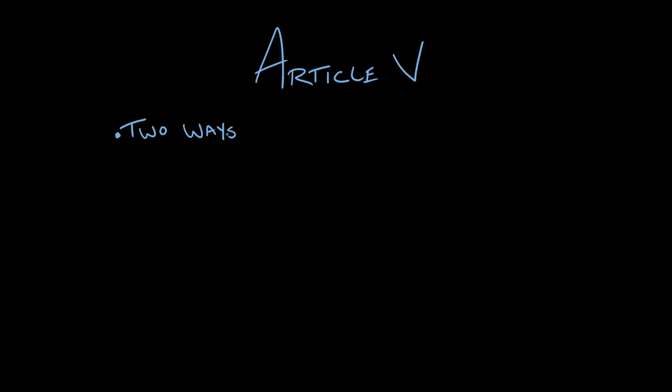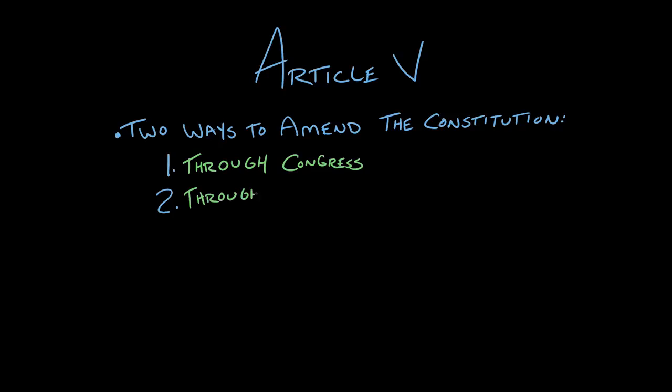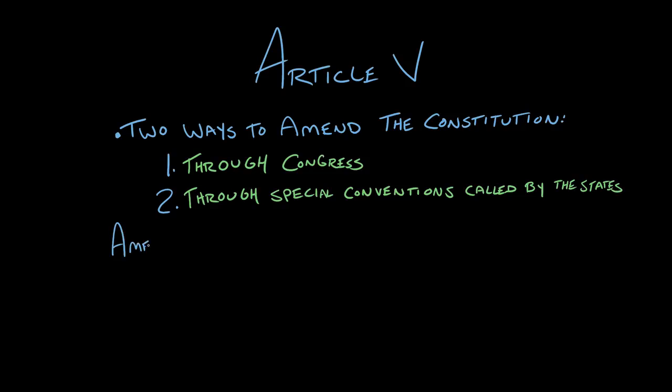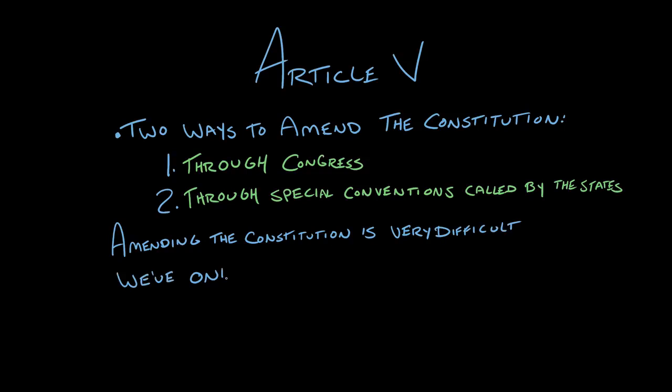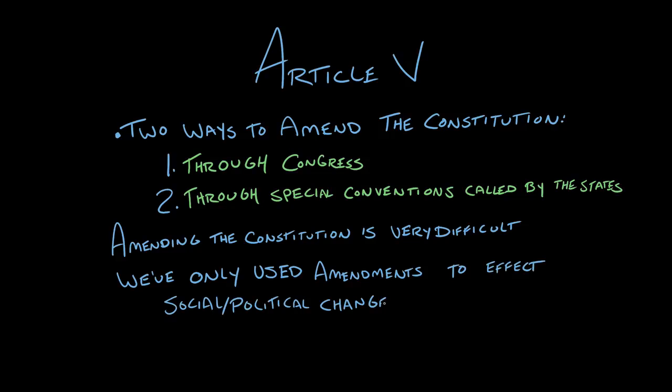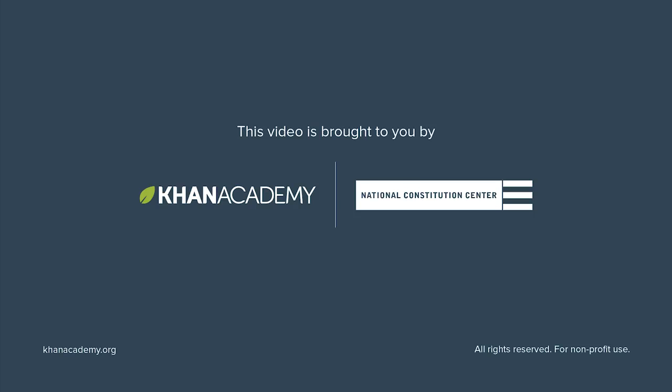So we've learned that there are two ways to amend the Constitution, through Congress or through a special constitutional convention called by the states. Either way, adding an amendment to the Constitution is really difficult to do. So much so that the American people have only in special circumstances used a constitutional amendment to effect social or political change.